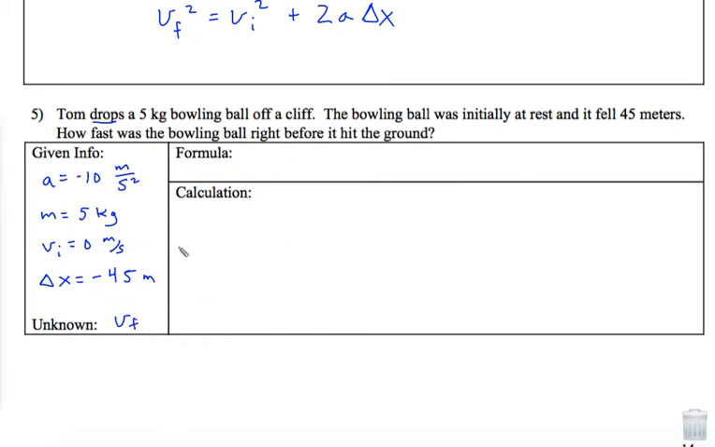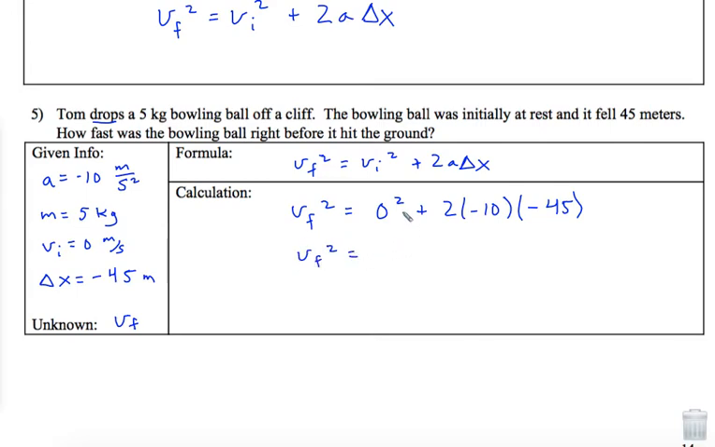The formula. We look for one that has Vf. Here, this one has Vf. Do we have a Vi? We do. Do we have an a? We do. Do we have delta x? We do. So our formula, Vf squared equals Vi squared plus 2a delta x. Now we plug in. Vf squared equals 0 squared plus 2 times negative 10 times negative 45.